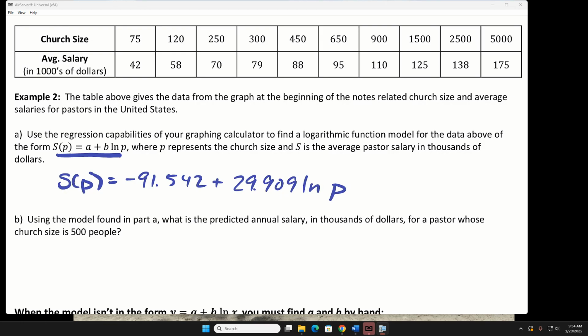So for B, we're going to use the model found in part A. What is the predicted annual salary in thousands of dollars for a pastor whose church size is 500 people. So where are we going to put that 500? In for P.